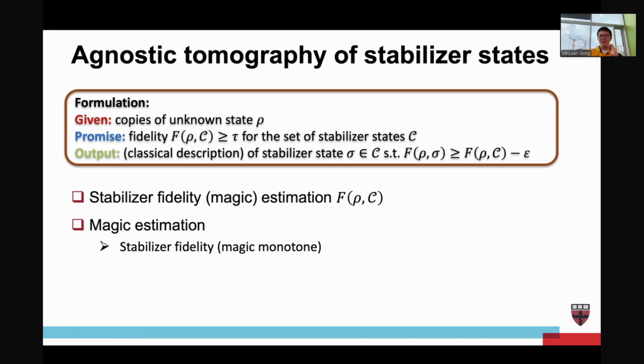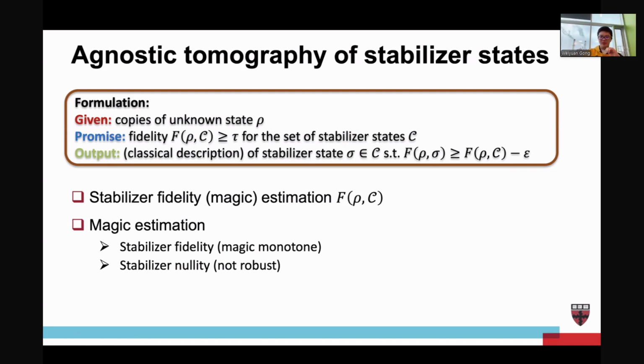The stabilizer fidelity is used in this work for magic estimation, but there are also other magic measures like stabilizer nullity. This magic estimation is not robust, which means that when you add some perturbation to a state with small stabilizer nullity, it can become a state with large stabilizer nullity.